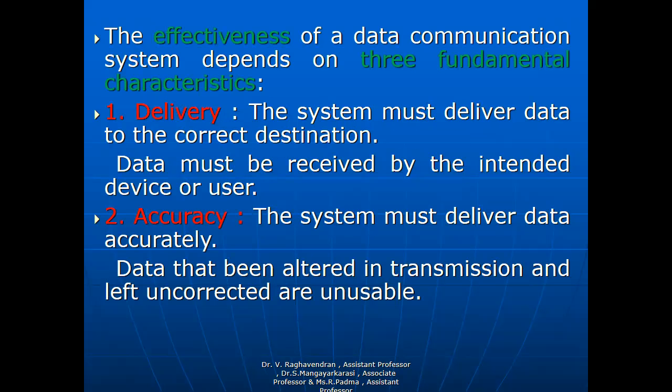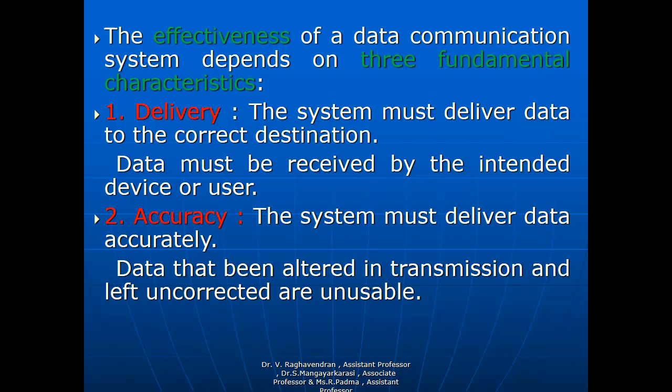The first one is delivery. The system must deliver data to the correct destination. Data must be received by the intended device or user. For example, if a sender A wants to send a particular message to B, B is the destination. So the exact message sent by A will be transmitted to the destination B. That is called delivery.